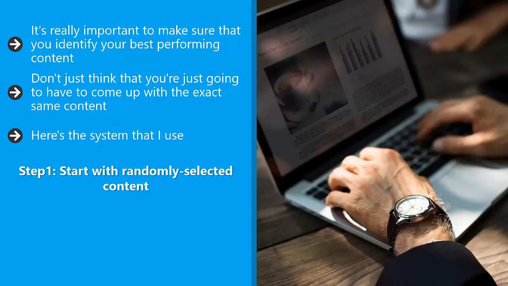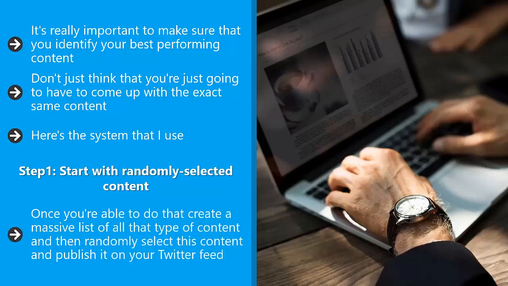Step 1. Start with randomly selected content. Now, please understand that this content must be top content. Look at the reverse engineering section that I mentioned earlier in this training. You should know how to spot objectively good content. Once you're able to do that, create a massive list of all that type of content and then randomly select this content and publish it on your Twitter feed.